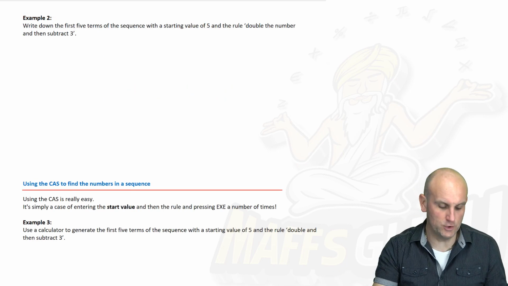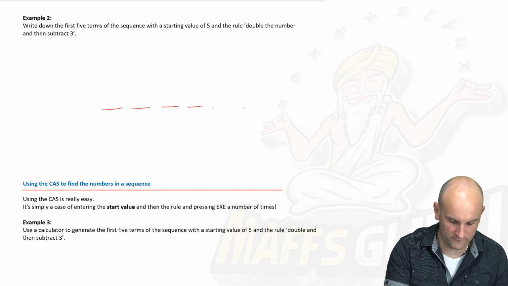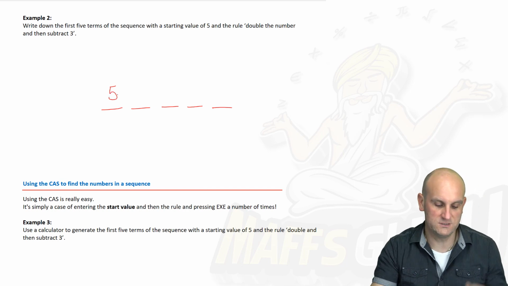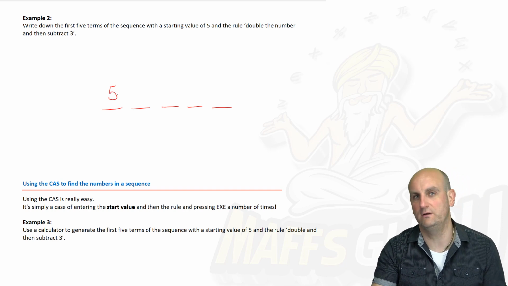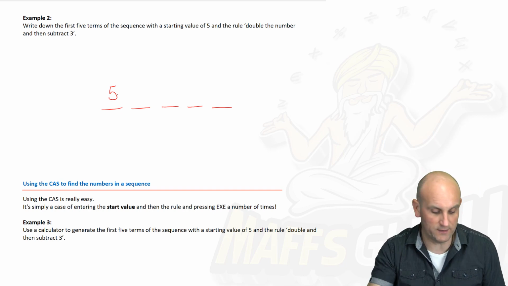And here is example 2. Write down the first 5 terms of a sequence. 1, 2, 3, 4, 5. There are the gaps I'm going to fill in with a starting value of 5, and the rule: double the number and then subtract 3. Okay, they've thrown a multiplication rule in here. Not particularly complicated. Double the number and subtract 3.